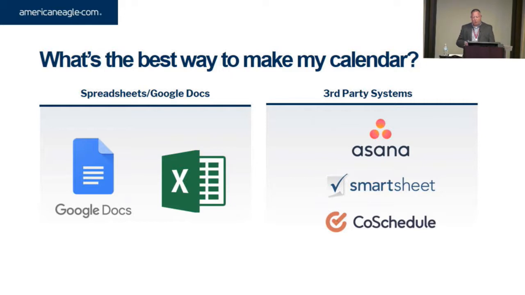Asana, Smartsheet, CoSchedule, just to name a couple. Here we've got the ability to set reminders or notifications when modifications have been made to the marketing calendar. So if you've got 10 people in there working on it at one time, you can get a notification that, hey, someone made a change to one of these. You can also assign tasks, and that'll trigger out emails. We're not here to sell the third-party systems by any means, but there's a lot of other options out there.